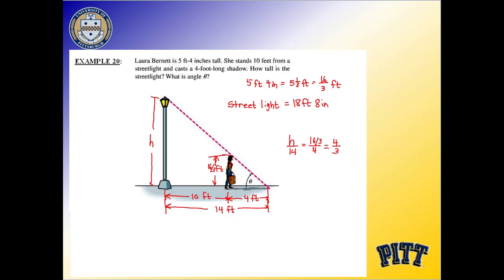Along with that, we worked this out before, that h over 14 equals 16/3 over 4, which equaled 4/3. 4/3 is the ratio for the tangent of theta. The tangent of theta is 4/3. So if I do the arctangent of 4/3, that'll tell me what the angle theta is, and that's 53.13 degrees. So again, we're using that inverse trig function. The street light has a height of 18 feet 8 inches. The angle of elevation there, going from the tip of her shadow to the top of that lamppost, which is what theta was, is 53.13 degrees.